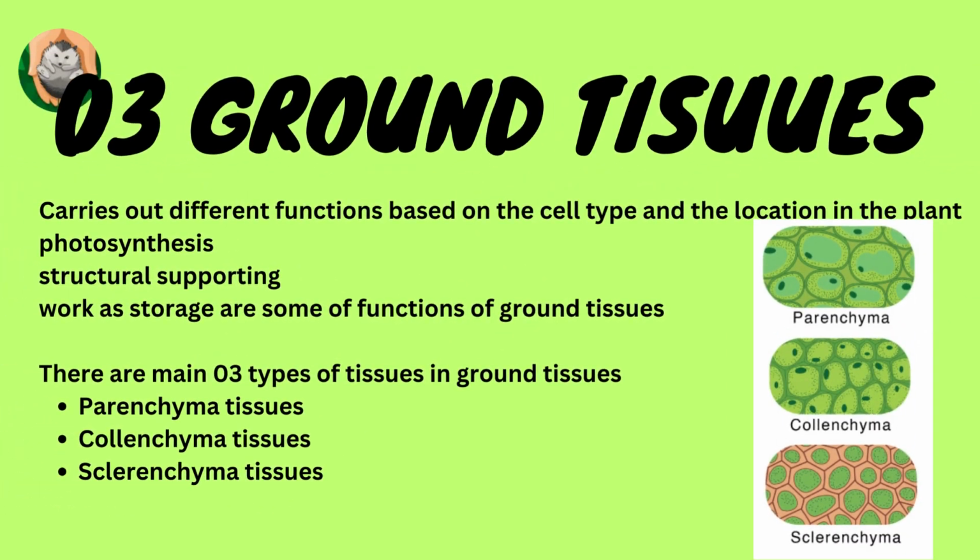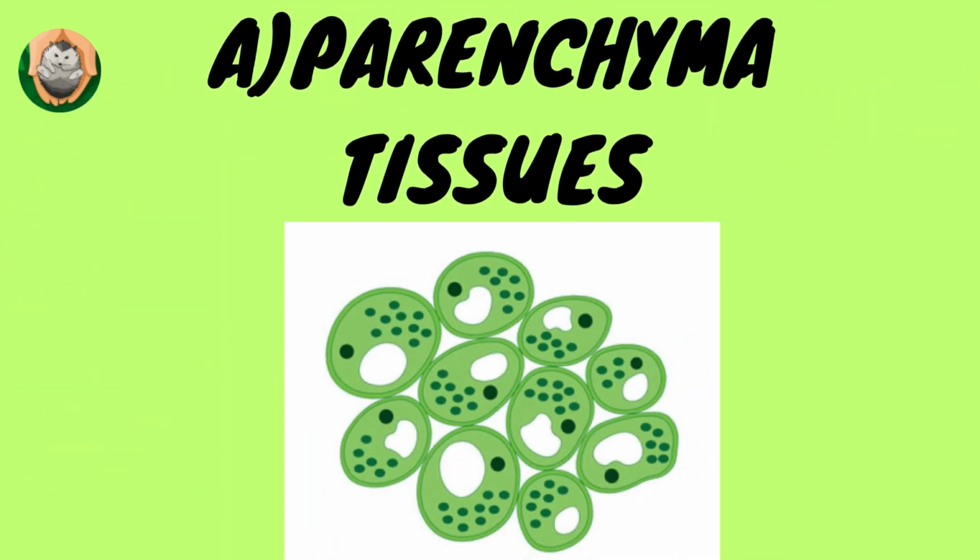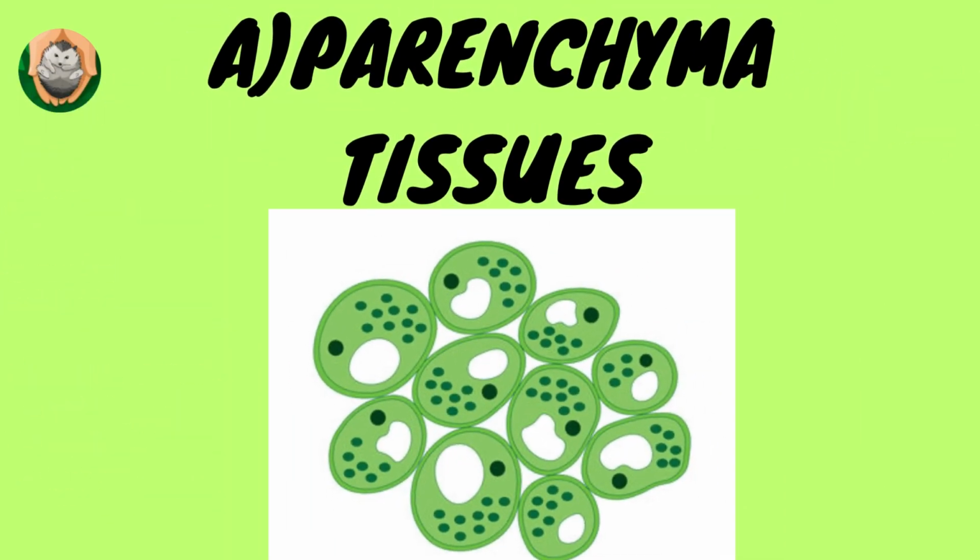Thirdly, let's learn about ground tissues. Mainly there are three types of ground tissues. Those are parenchyma tissues, collenchyma tissues, and last but not least, sclerenchyma tissues. These tissues carry out different kinds of functions based on their cell type and the location where they are situated. The main functions they carry out are photosynthesis, structural support, and storage. Let's learn about ground tissues one by one.